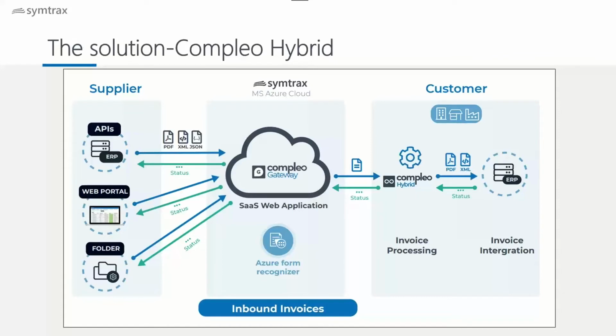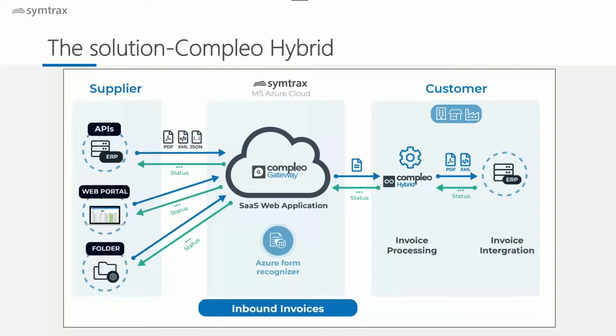Now we will move on to the solution, that is CombiHybrid. CombiHybrid is our solution offering. Here in the schema, I have considered an inbound invoice process. Basically, the supplier will create an invoice from the ERP at the supplier side, and once the invoice has been created, it will be automatically identified and retrieved by CombiHybrid, processed, and sent to the customer's ERP.